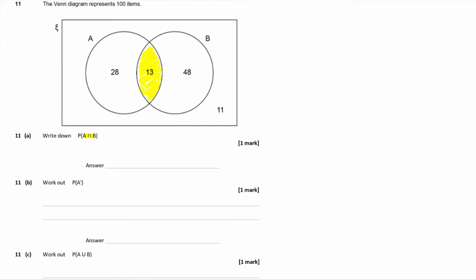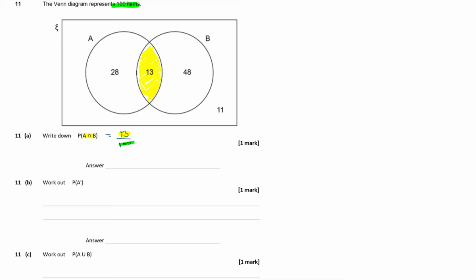But we want the probability of A intersect B. So when we're working out a probability, it's successful outcomes, which will be the 13 items in that area, divided by total outcomes. And if you remember, there were 100 items altogether. So this is going to be 13 from the bit in the middle divided by 100, the total number of items. And that's my answer, 13 100ths.